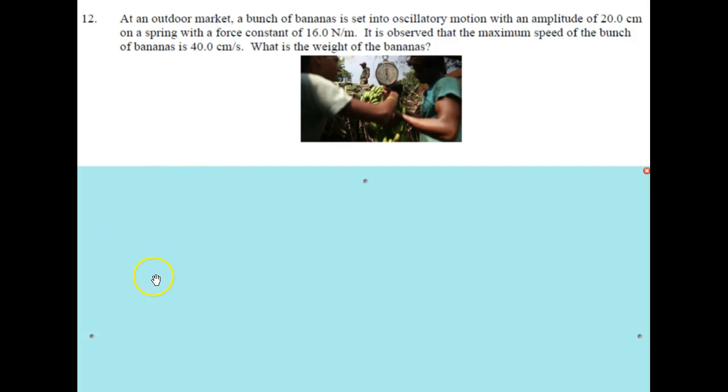At an outdoor market, a bunch of bananas is set into oscillatory motion with an amplitude of 20 centimeters on a spring scale with a force constant of 16 newtons per meter. It is observed that the maximum speed of the bunch of bananas is 40 centimeters per second. What is the weight of the bananas?